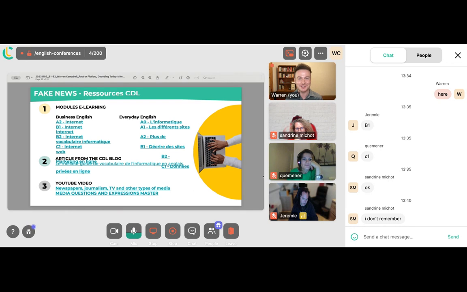Bunch of materials for you to look at, okay? So as we can see here, we have many materials available on our website on the e-learning platform, suitable for A2 and above, looking at the internet, okay? Everyday English from A0 and above, okay? Looking at information, website descriptions, etc. Marketing online, apologies for the format there. Marketing online, private data online, and last but not least, a YouTube video on newspapers, journalism, TV, and other types of media.